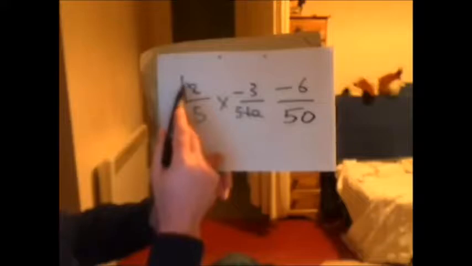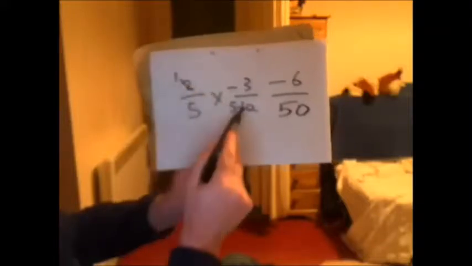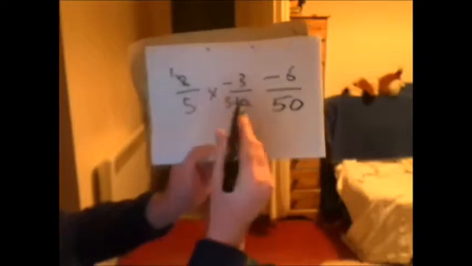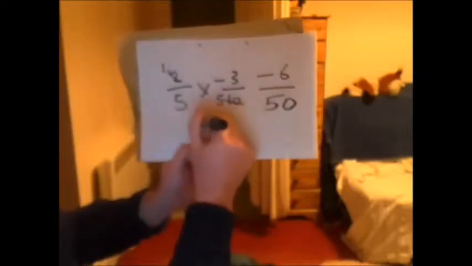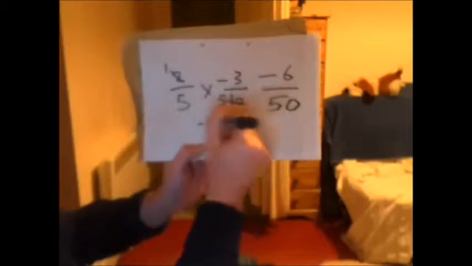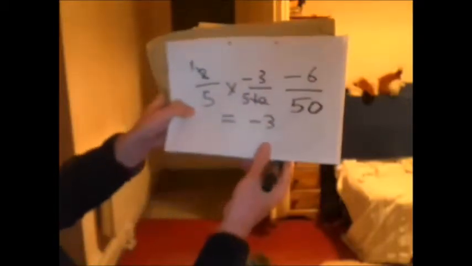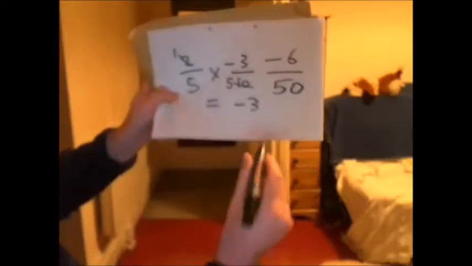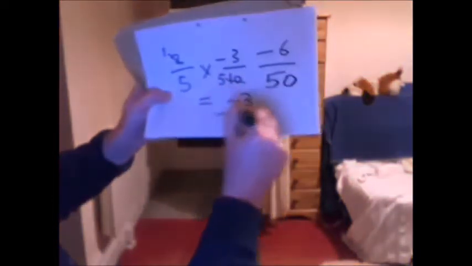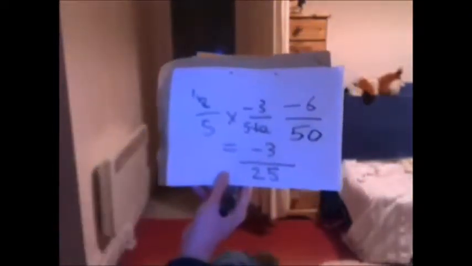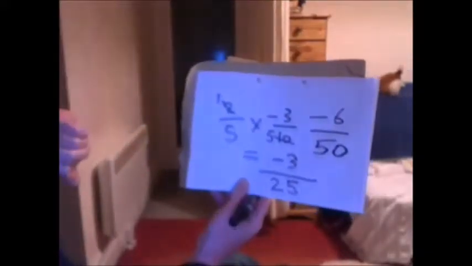So here, if we had reduced it, we were asking what is 1 times minus 3? 1 times minus 3 is minus 3. What is 5 times 5? 5 times 5 is 25. So you see how that works out there? That is basically just reducing that fraction.